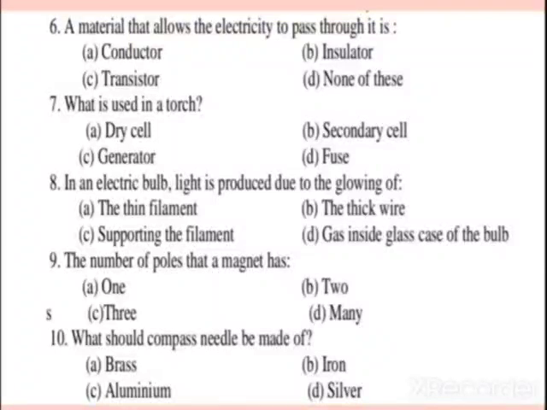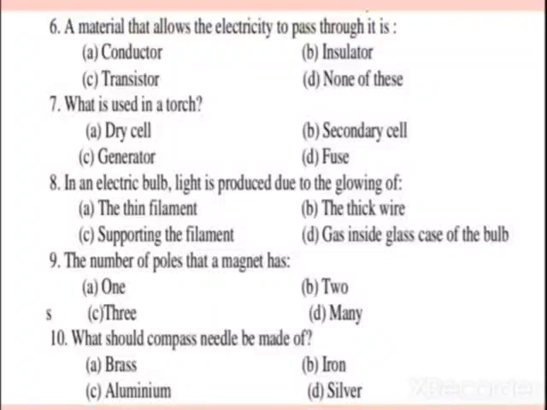7. What is used in a torch? In a torch, what do we use? Options are dry cell, secondary cell, generator and fuse. You know the inner view of a torch. See here, in a torch we generally use a dry cell. So your correct answer is dry cell.